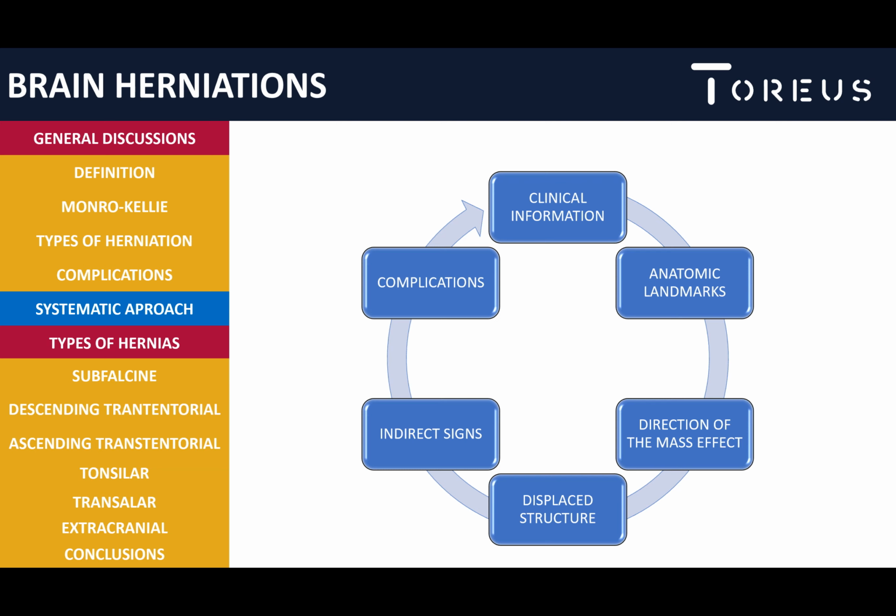We have to know the indirect signs. We have to know the compression of the ventricles. We have to know the effacement of the cisterns, and we have to know the shift of the midline. And last but not least, we have to know about the complications. And we're going to talk about complications of the vessels, like I said before, of the nerves, and of the drainage of the cerebrospinal fluid.